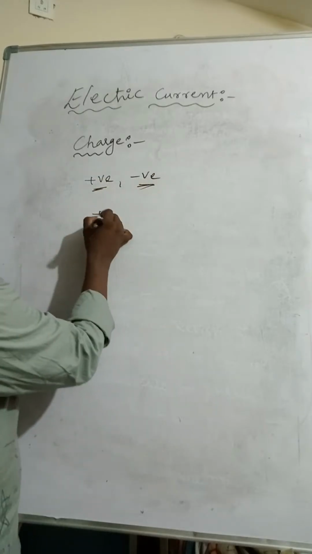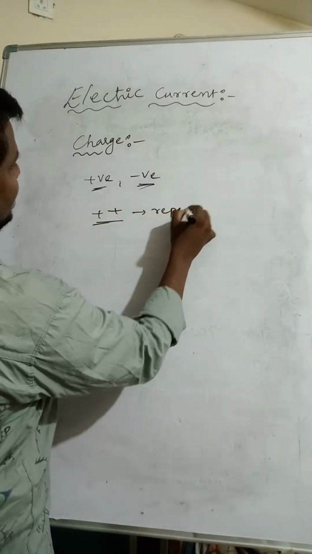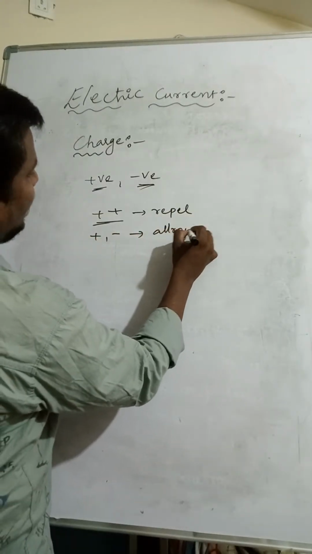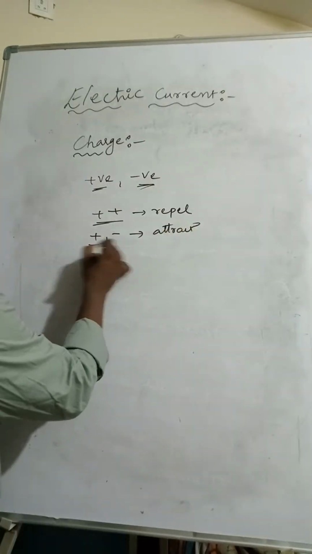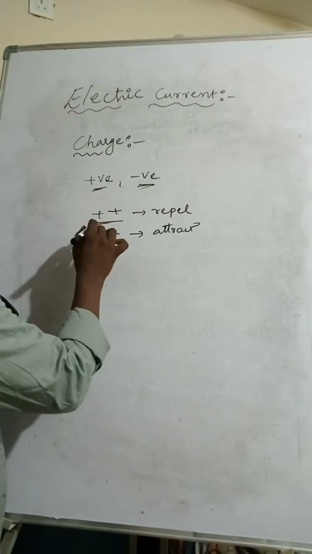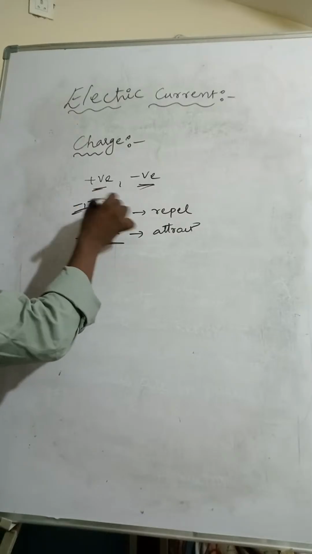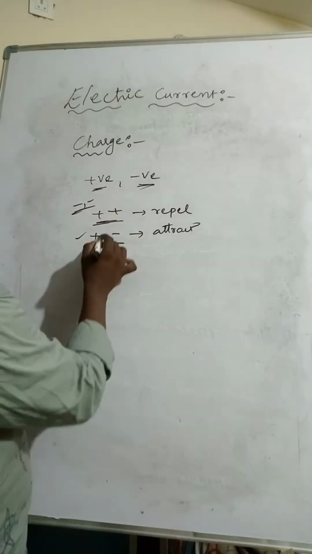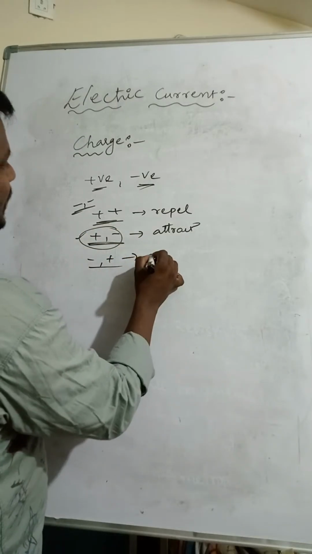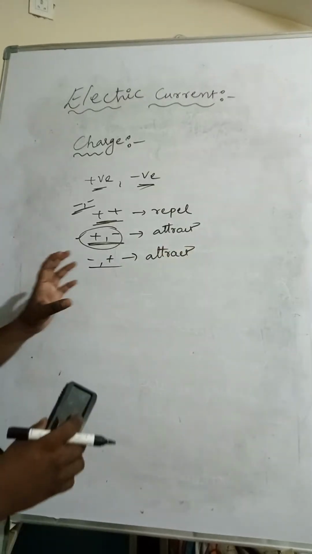Positive charges will repel each other, whereas positive charge and negative charge attract each other. Two opposite charges attract each other. Two similar charges, negative with negative, will repel, and positive with positive will repel. Positive and negative will attract. Based on this, they will ask one MCQ, so keep this point in mind.